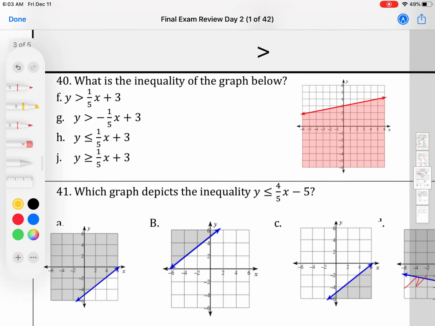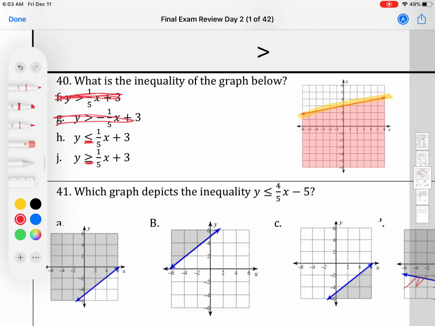Here we go. This is a solid line. So what that means is that my symbol has to have a line underneath it. So it's not F and it's not G, because there's no line underneath their symbols. Okay, so it's either H or J. Solid line means I need a line with my symbol.